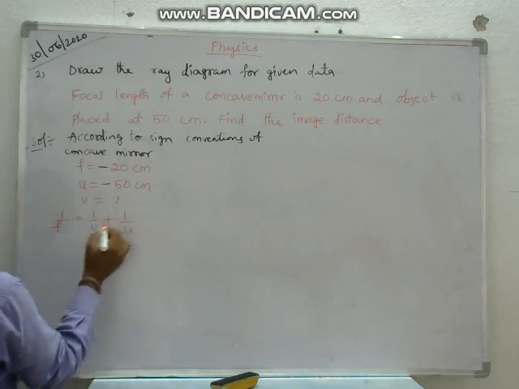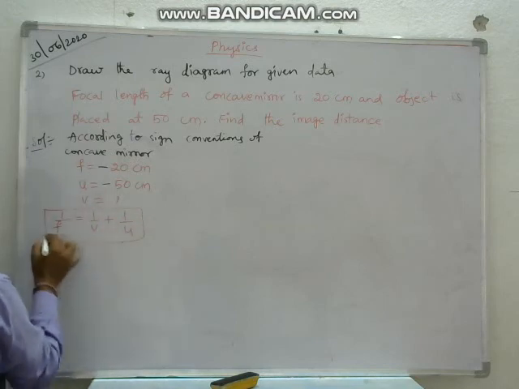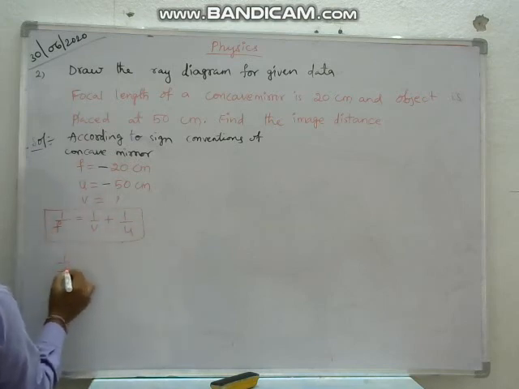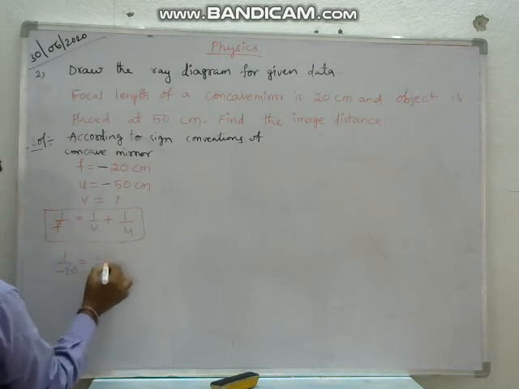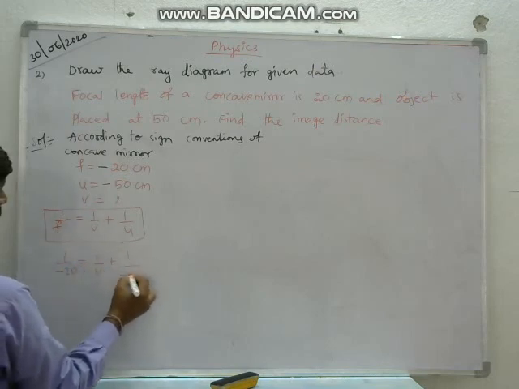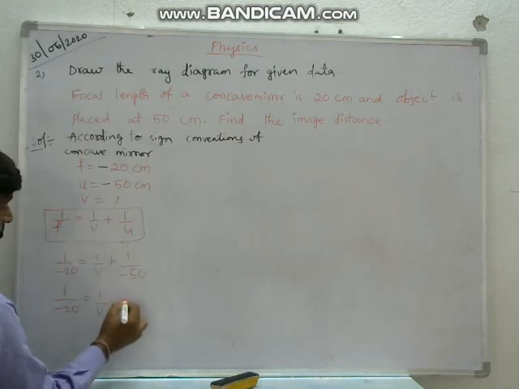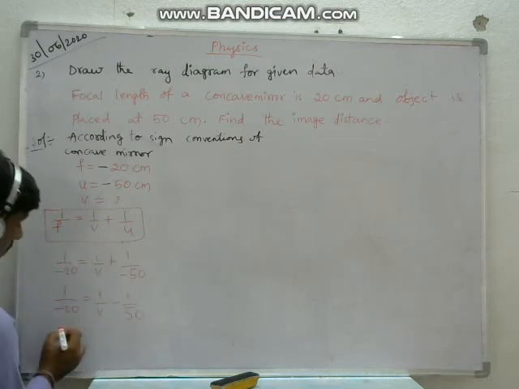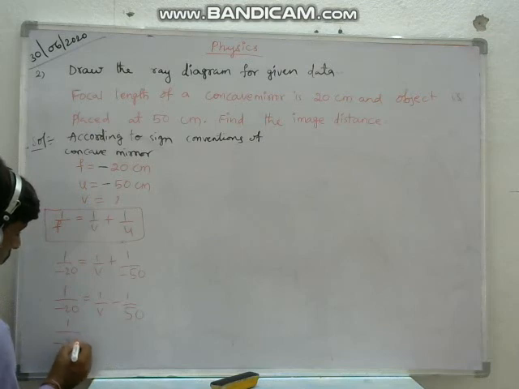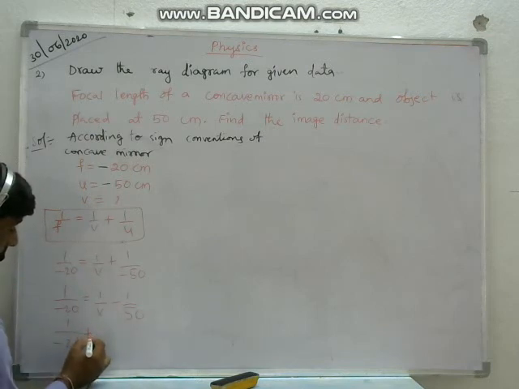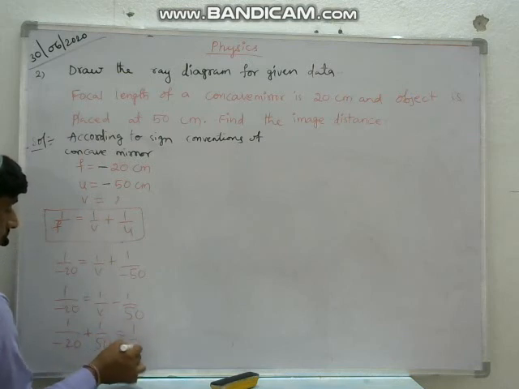By using the mirror formula, 1 by f is equal to 1 by v plus 1 by u. So we know the focal length: 1 by minus 20 is equal to 1 by v plus 1 by minus 50. If we transfer this term to the left hand side, then it becomes 1 by minus 20 plus 1 by 50 is equal to 1 by v.